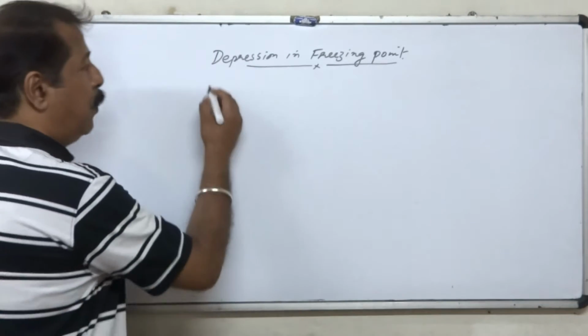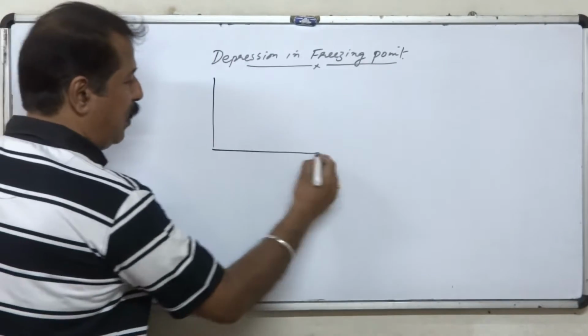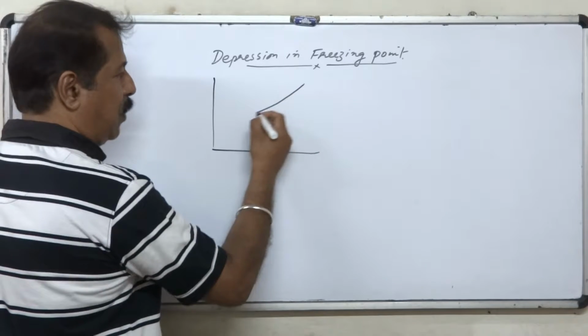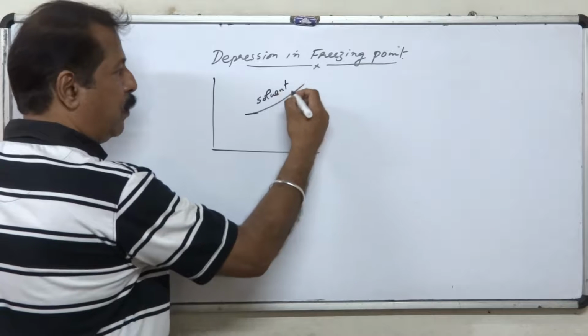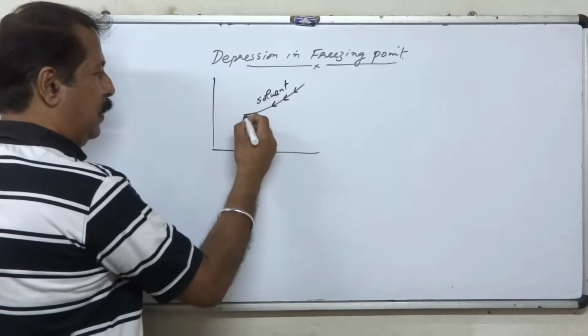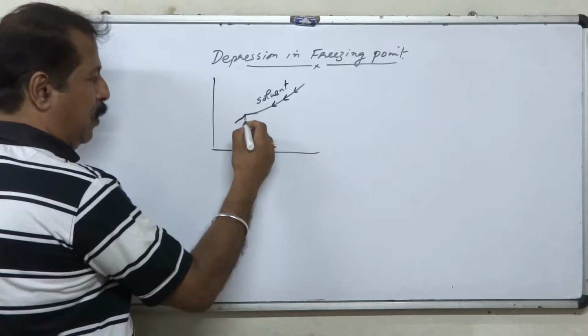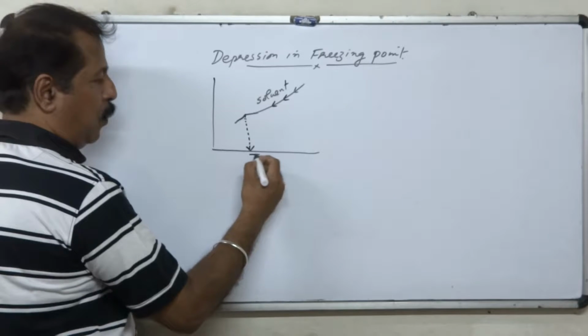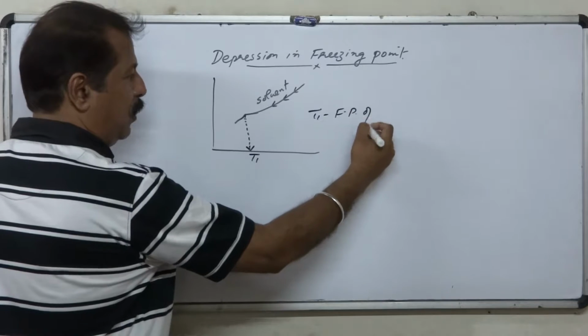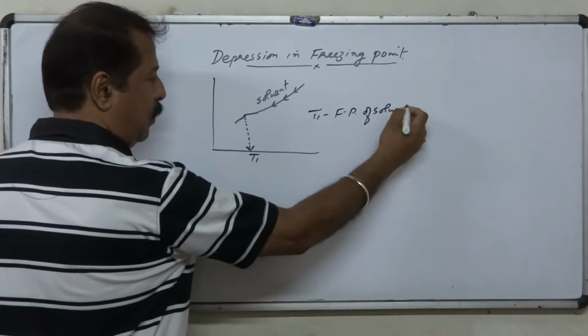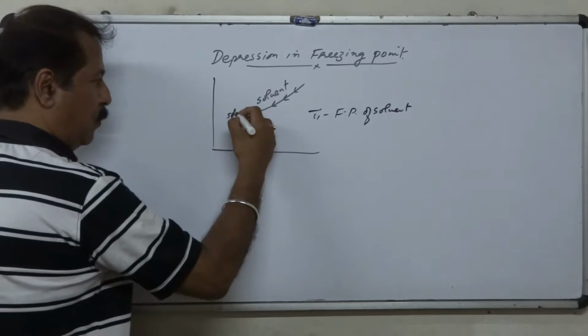So you will see the pure solvent has a definite freezing point, given by the graph. This is the solvent, and now we are lowering the temperature. At a particular temperature, it changes into solid. So this is T1. T1 is the freezing point of the solvent, and this is the solid state.